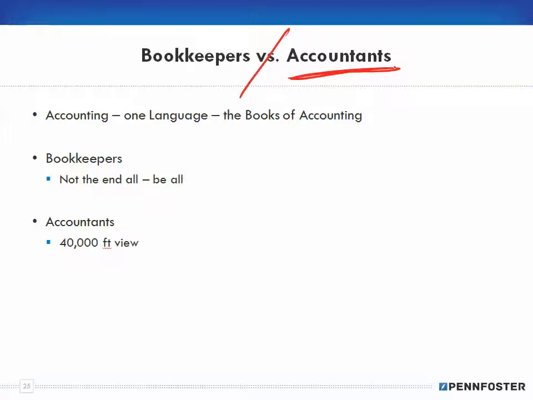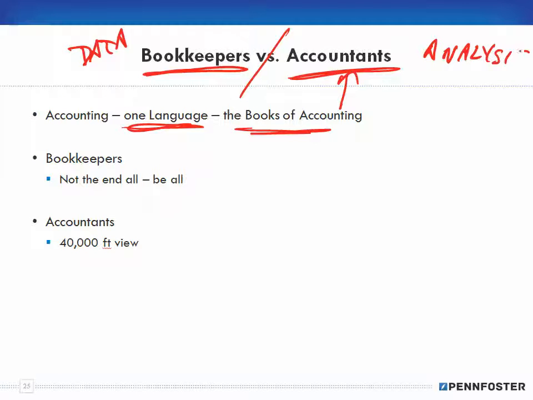At one point in time, they taught accountants how to be very, very good bookkeepers, but with the advent of computers and having to learn additional skills, the educational bodies decided to give just a quick 1, 2, or 3 chapters on bookkeeping, okay? Because bookkeepers keep the books. Accountants, their job is not to do data entry, right? Accounting is all one language, and it's the books of accounting. So both bookkeepers and accountants need to know that language, right? But the data entry is done by the bookkeepers, and the analysis is done by the accountants.